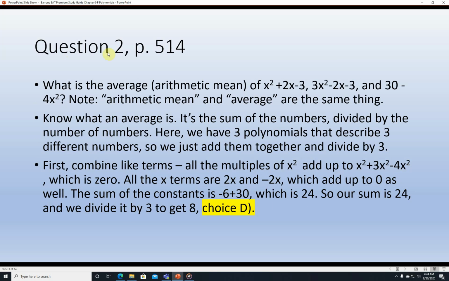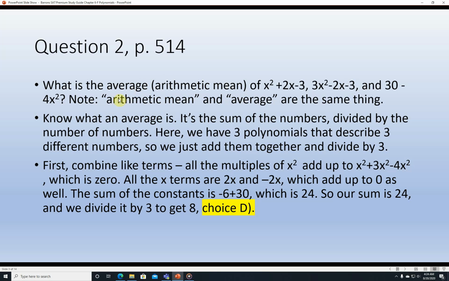So, question 2, page 514. What is the average, that is the arithmetic mean, of x squared plus 2x minus 3, 3x squared minus 2x minus 3, and 30 minus 4x squared? So you should know that arithmetic mean and average are exactly the same thing. Anyway, the reason that they will always give you the average and then in parentheses arithmetic mean in an SAT problem is they don't want people to complain that my teacher only taught me arithmetic mean, and someone else say, my teacher only taught me average. They mean the same thing.